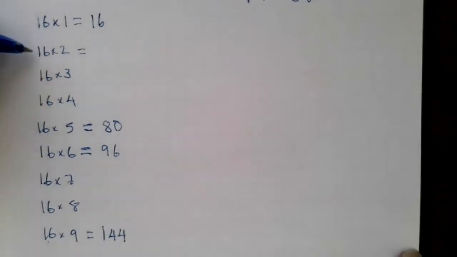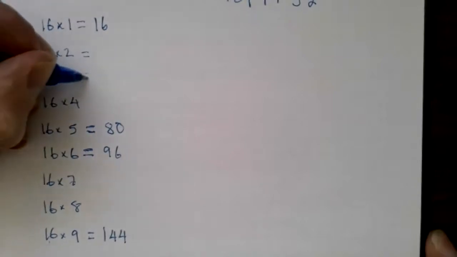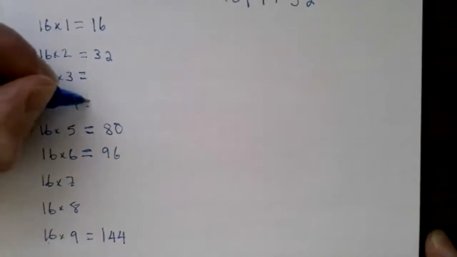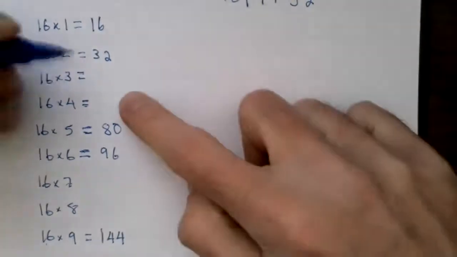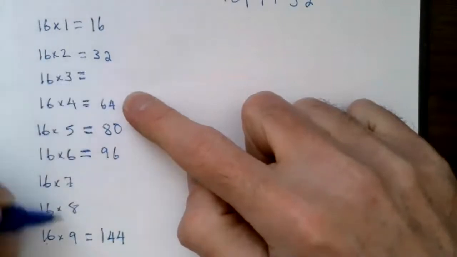Okay, this one's super easy. 16 times 2, what do we get? 32. How do we get that? What's the strategy for times by 2? Double it. Okay, what's the strategy for times 4? Double, then double again. Right, double, then double. So what should I put here? 64. Okay, what question am I going to ask next?